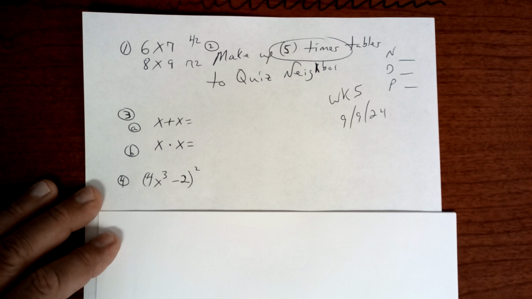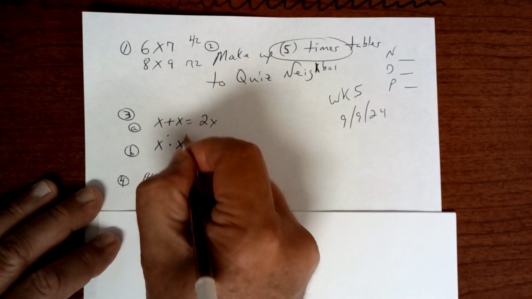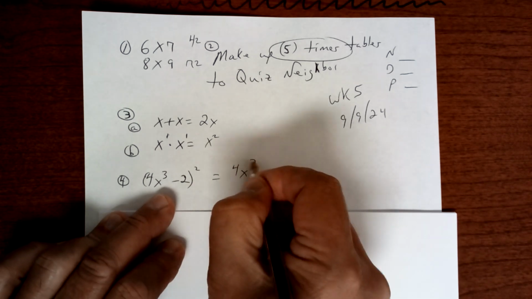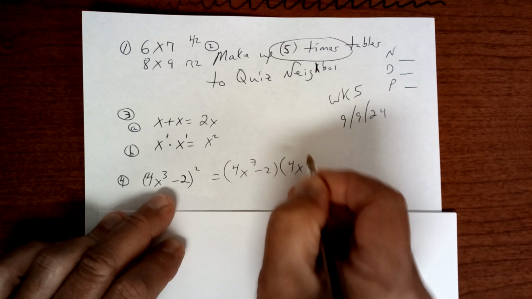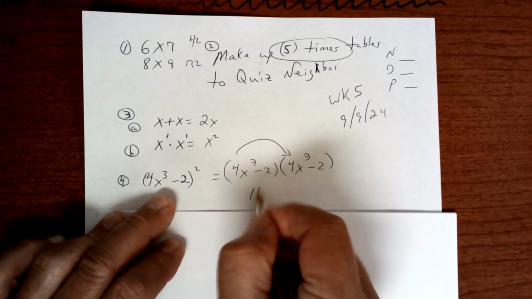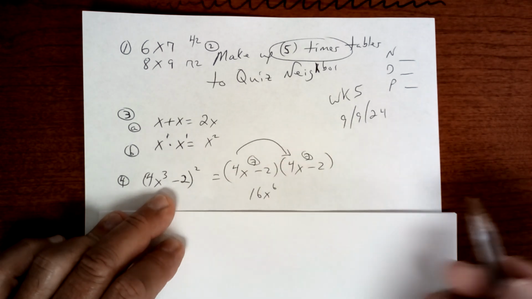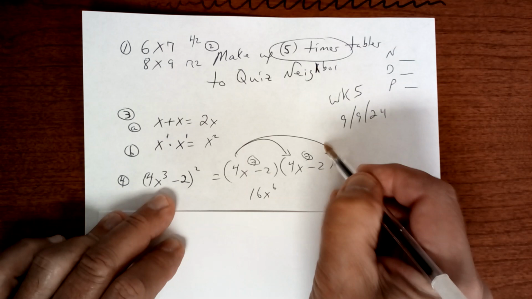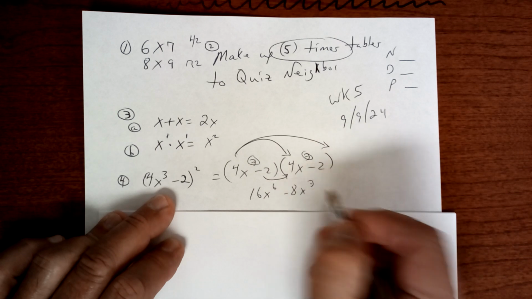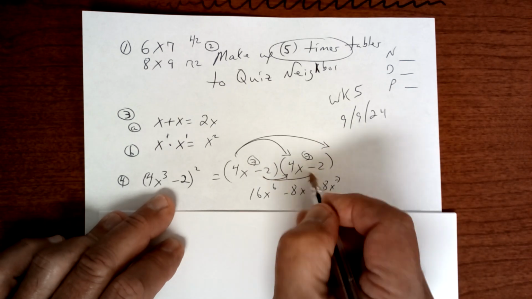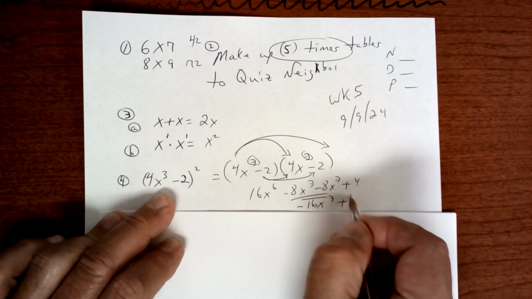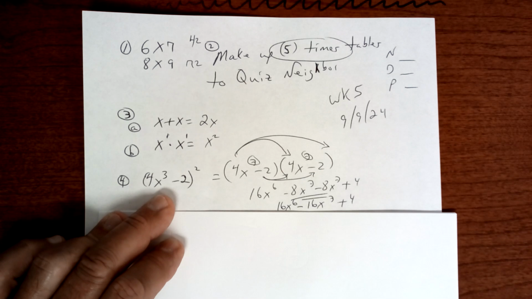X plus x is 2x. X times x is x squared. This right here is FOIL, so that's 4x to the third minus 2 times 4x to the third minus 2. And then you got to FOIL it up. So this times this is going to be 16x to the 6 because you got to add up those right there. This times this is going to be a negative 8x to the third. This is going to be a negative 8x to the third. And this right here is going to be a positive 4. When you add this up, you're going to get a negative 16x to the third plus 4, and then 16x to the 6. And that should be FOIL.